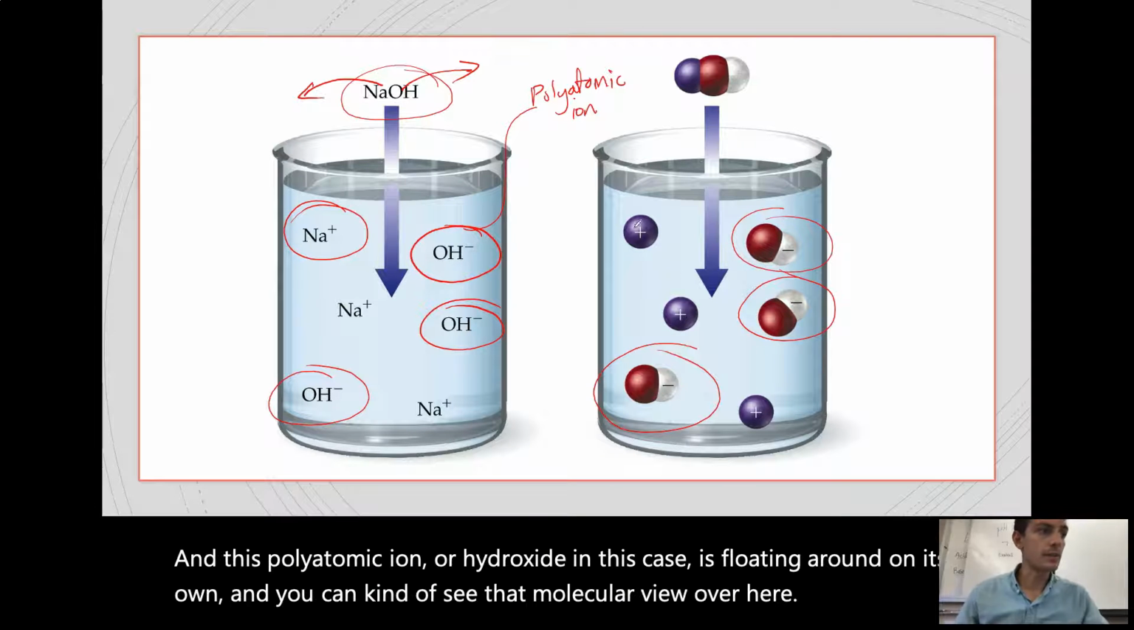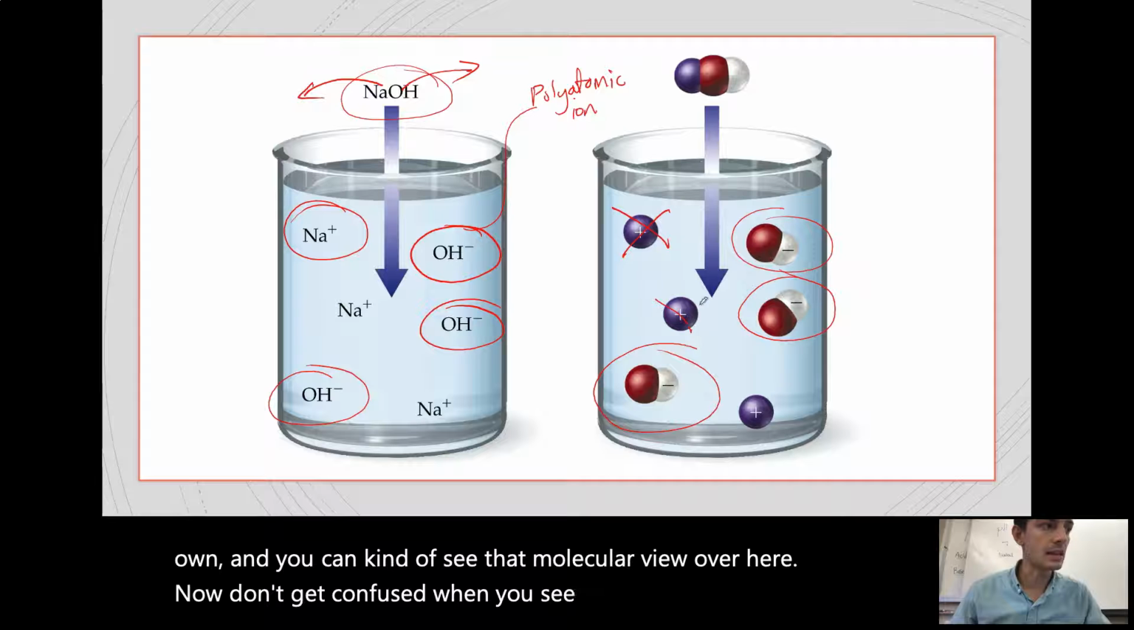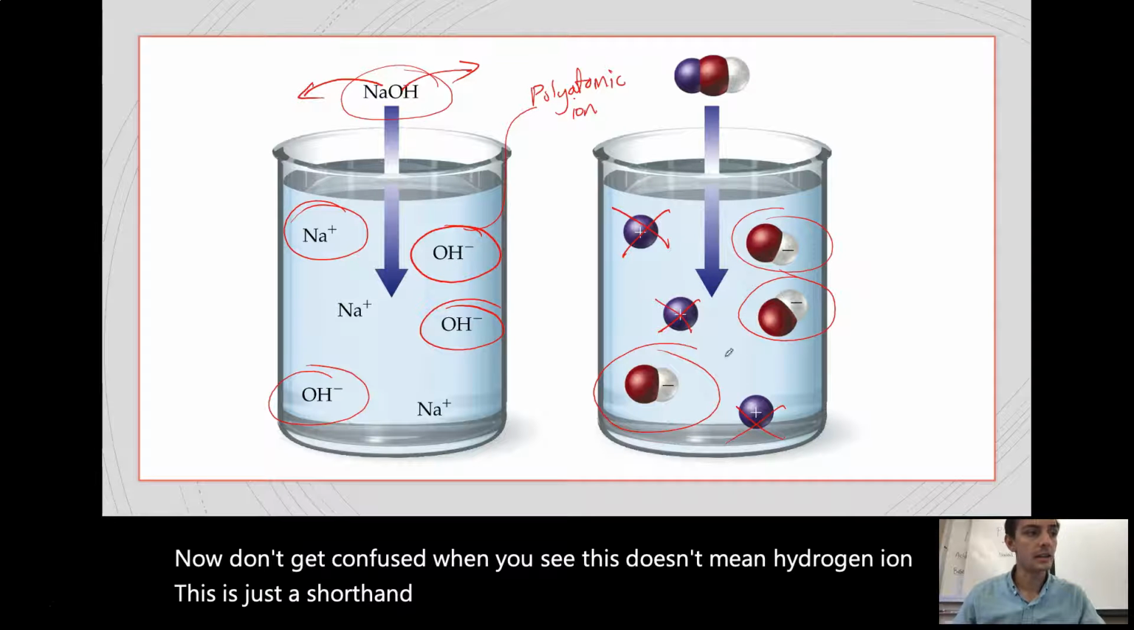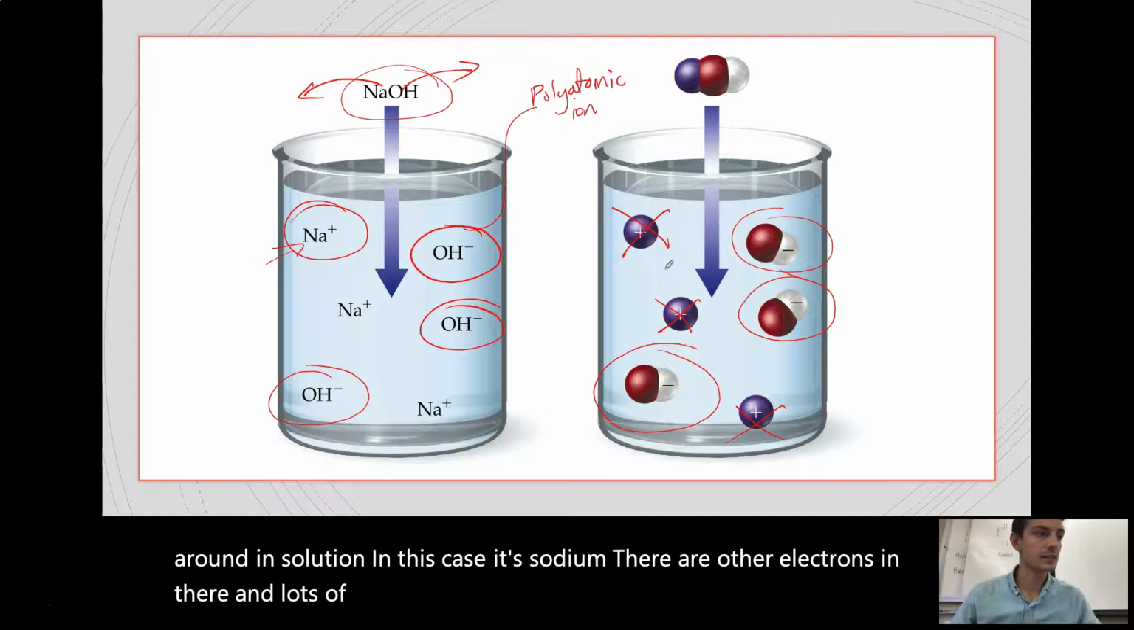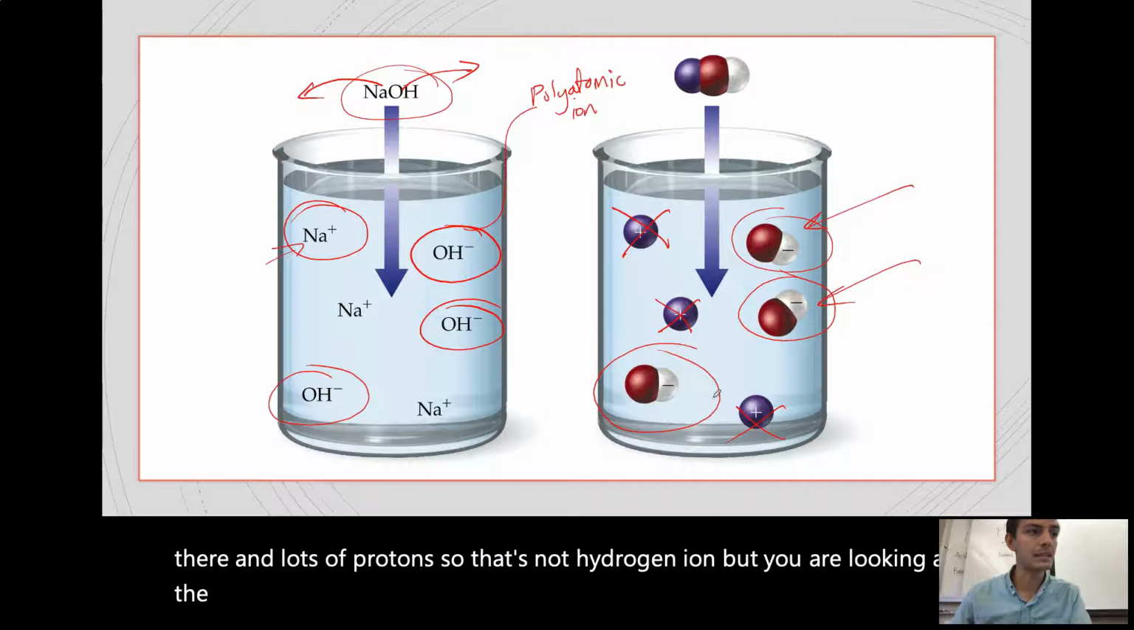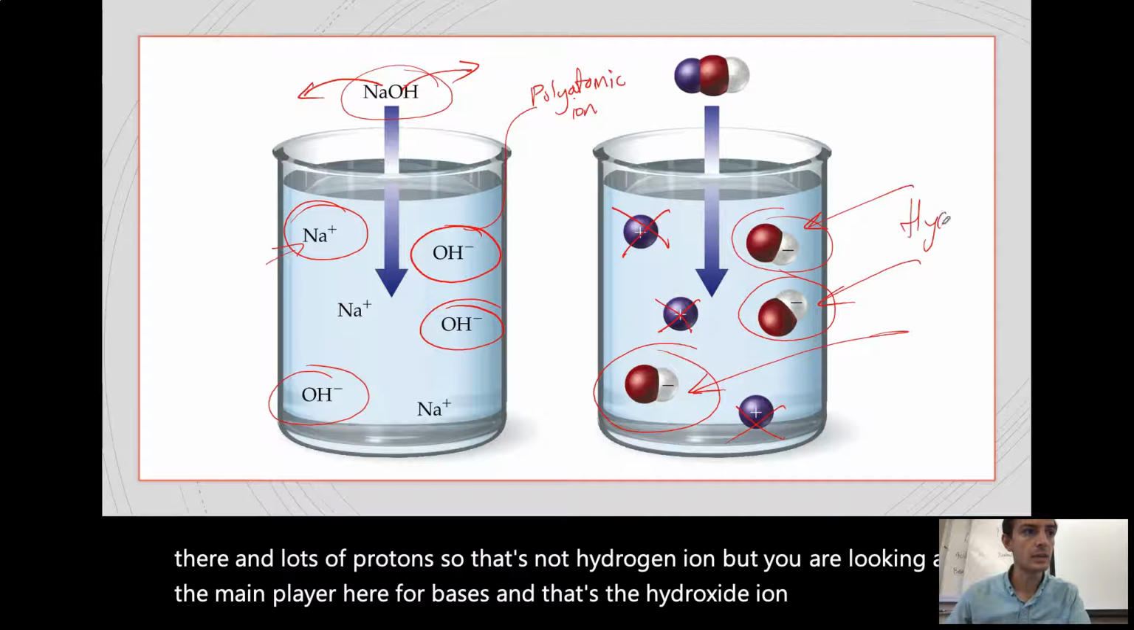Now, don't get confused when you see this. This doesn't mean hydrogen ion. This is just a shorthand for a positive ion, a cation, floating around in solution. In this case, it's sodium. There are other electrons in there and lots of protons, so that's not hydrogen ion. But you are looking at the main player here for bases, and that's the hydroxide ion. So hydroxide is what defines a base.